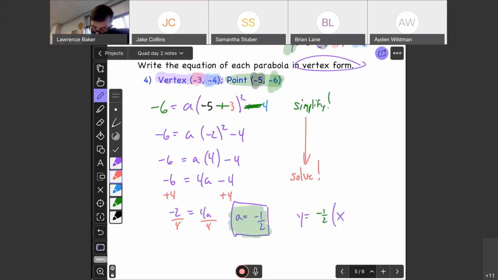Because my H is -3, I'm going to write +3. Because my K is -4, I'm going to write -4.